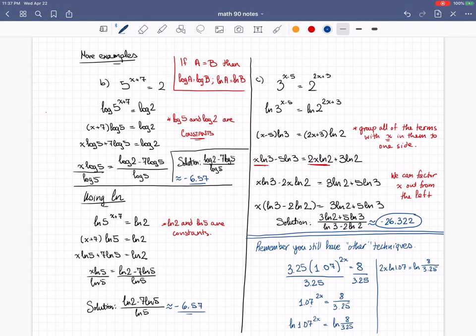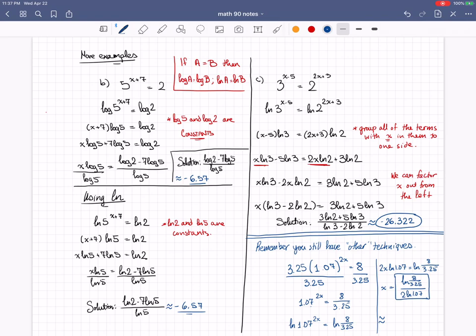And then since I want x by itself, I'm going to divide off the 2 and the natural log of 1.07. So that is the official precise answer. That is the official precise solution to this equation. But let's say that in this problem, and this is actually a problem very similar to one that you have in homework, you're asked to approximate it, say to 3 decimal places.